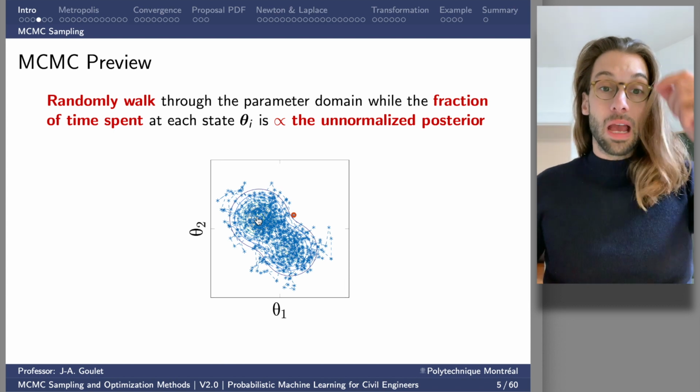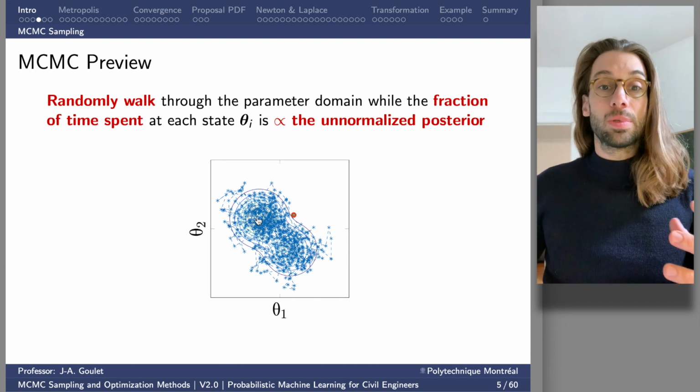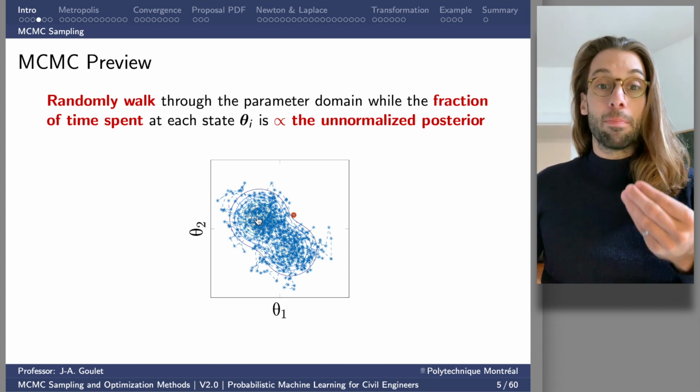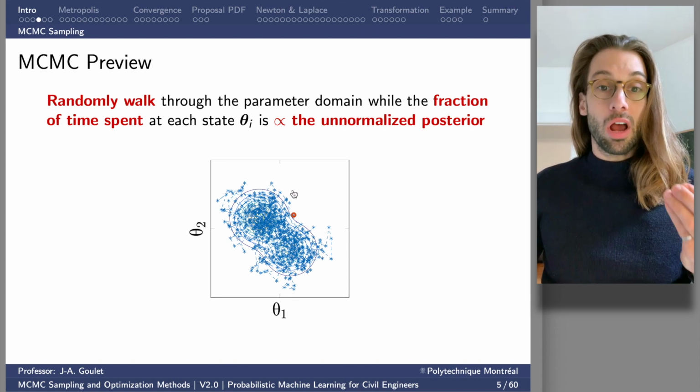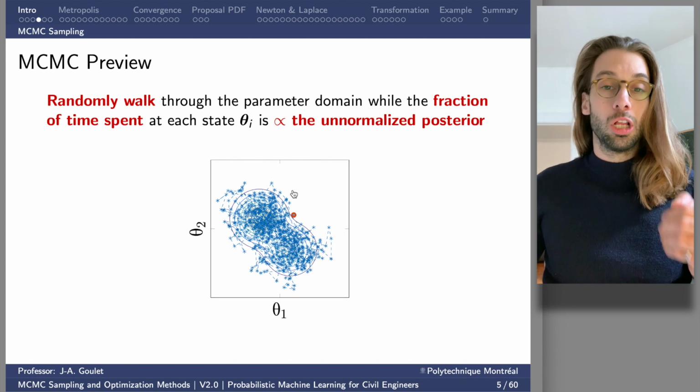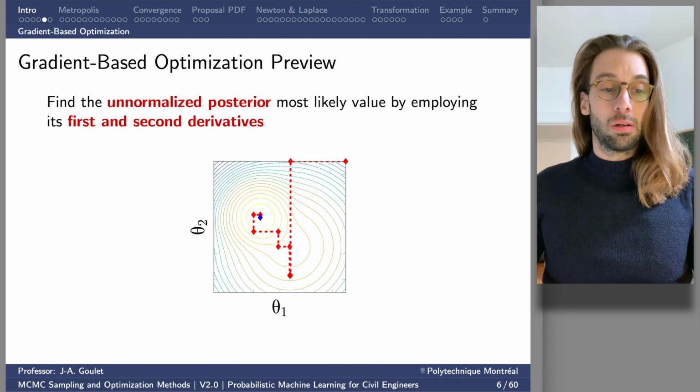So what we're going to see with MCMC is what steps are required so that my random walk generates this property, where the fraction of the time spent is proportional to my unnormalized posterior.